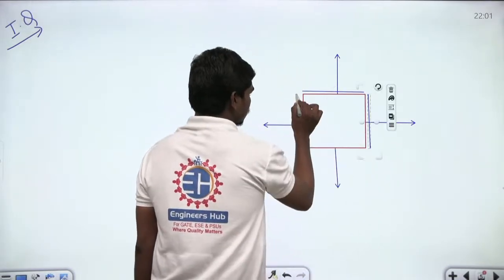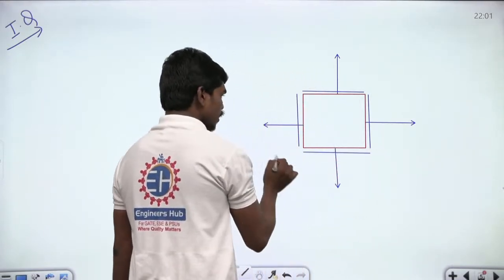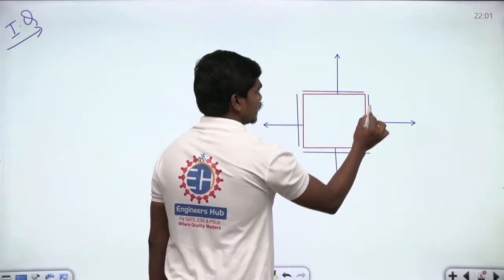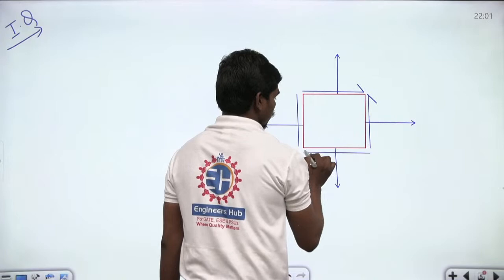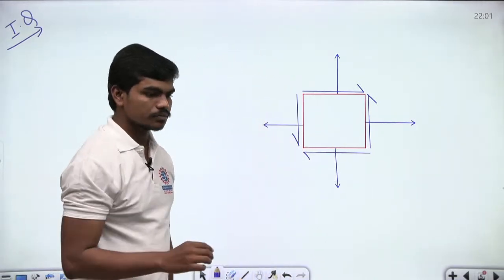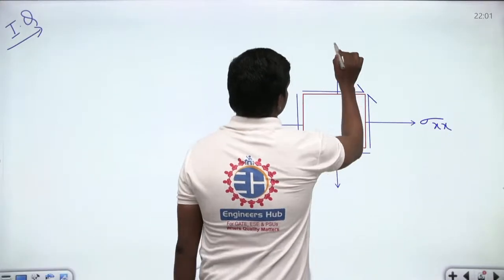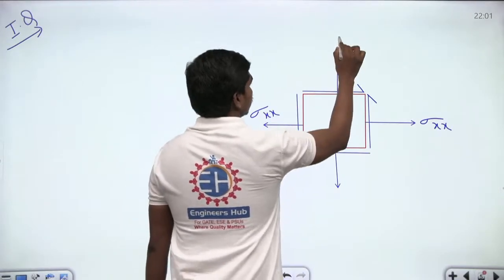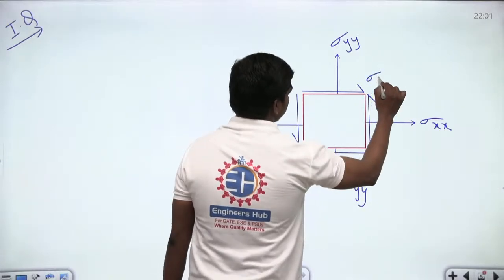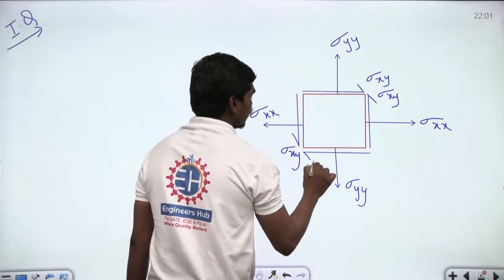Let us suppose we are drawing some triaxial state of stress. Now, see carefully. If this is your sigma x, similarly this is your sigma xx, this is your sigma yy, and these are the shear stresses that are acting, sigma xy, and of course these are also sigma xy.